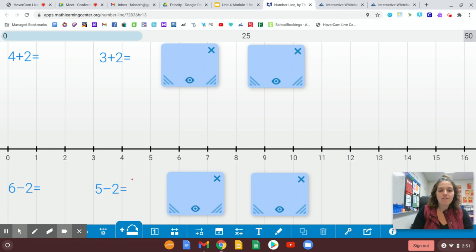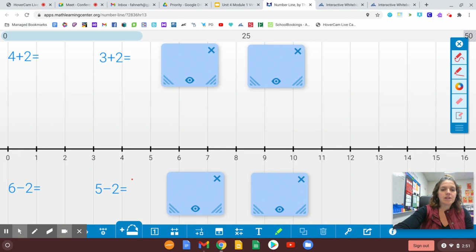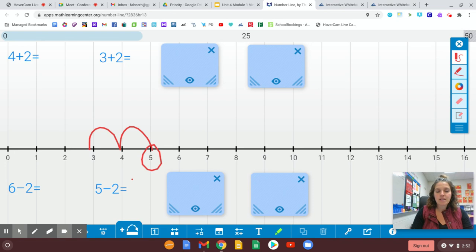This one says 5 minus 2. So I'm going to start at the number 5, and I'm going to take away 2. So when I take away, which way am I going? Forward or backward? I'm going to go backward. So I start at 5, and I'm going to jump back 2. What's my answer? 3.